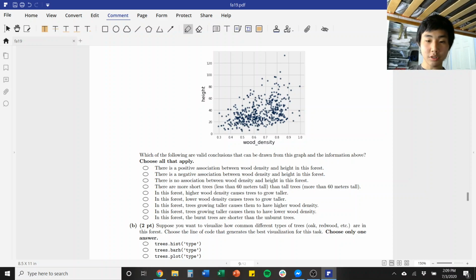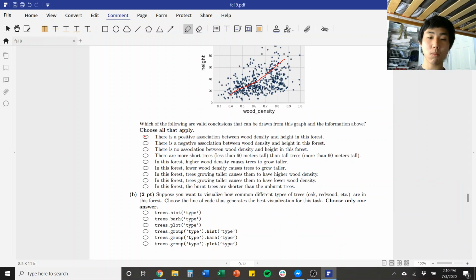So there is a positive association. I would say yes. You can see values tend to go higher as the wood density goes higher. So we'll say yes here. There is a negative association. I don't think so. There isn't. Then there is no association. No, there is a positive association, so it's not that.